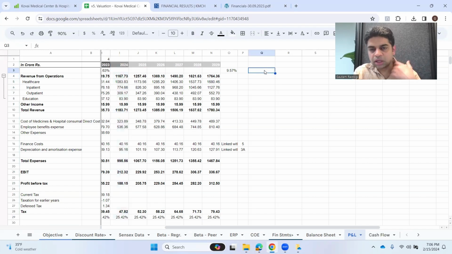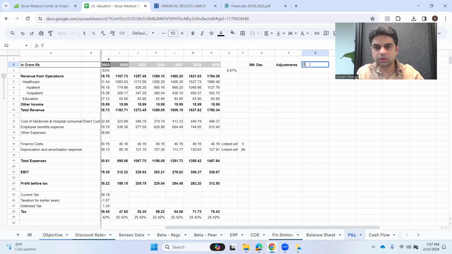So we'll pull up their latest financials and we'll put them here. This would be their 9-month numbers, so it will be till December. And here we'll make any adjustments. First we'll start with the P&L and then we'll do the balance sheet, and we'll be quick about it. Adjustments meaning increase or decrease, and then the extent of the adjustment.